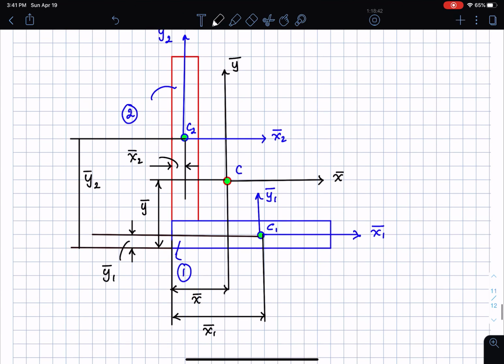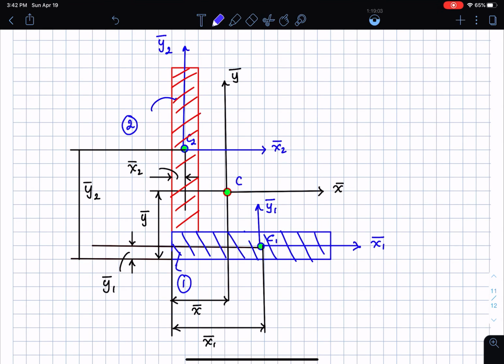And of course, I think it's a good idea to shade these pieces so that you know what I'm talking about. Then I have the blue piece as well here. Just to make the figure more cluttered. Fantastic. All right, and then what else do we have to do here?